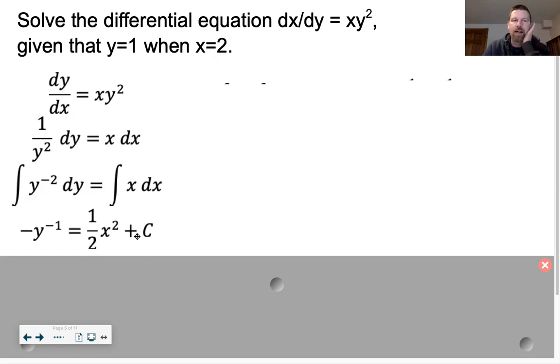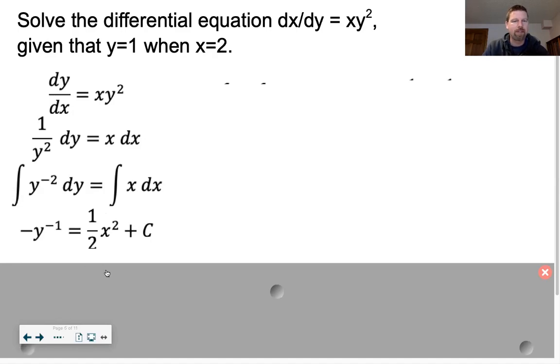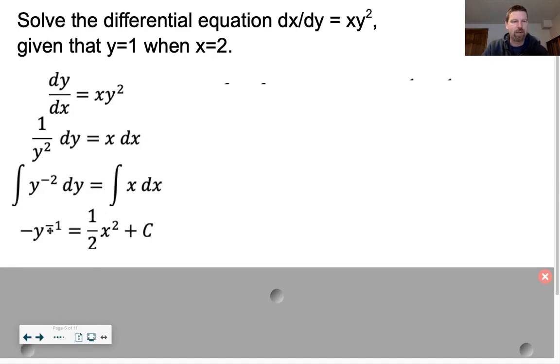A couple things I glossed over here that I want to talk about. The 1 over y squared, you'll notice I changed it to y to the negative 2 before I took the integral. That's because this format tends to be a lot easier to find the antiderivative in. We've talked about this before: if you're finding derivatives or antiderivatives, having it in exponential form tends to make the calculus a lot easier. Having it in fractional form tends to make the algebra a lot easier. So you really want to be able to shift between those pretty freely. All right, so this is where I was at. I've got negative y to the negative 1 equals 1/2 x squared plus c. I got to figure out that c.